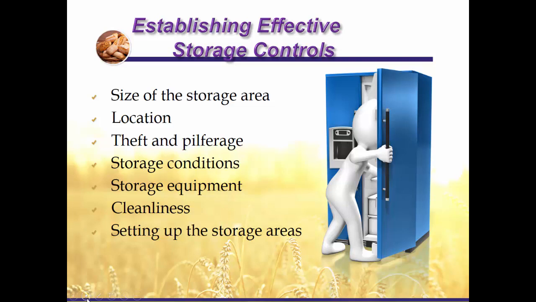Storage controls. The size of the storage area is really important. The National Restaurant Association states, as a rule of thumb, restaurants should typically have 5 square feet of storage space per seat in their operation. And ideally, the location should be between the receiving and production areas to ease the flow of goods through the food service operation.